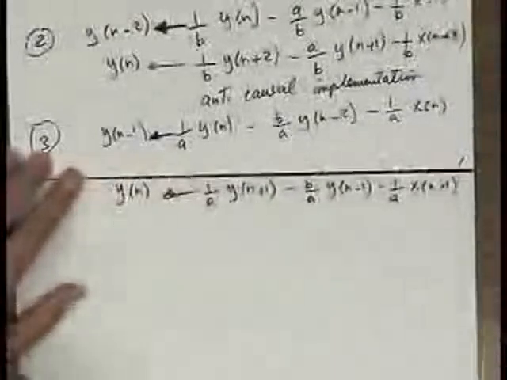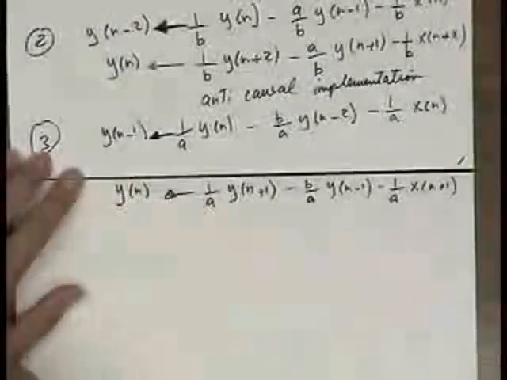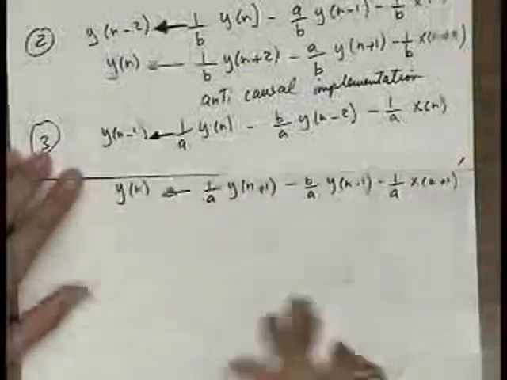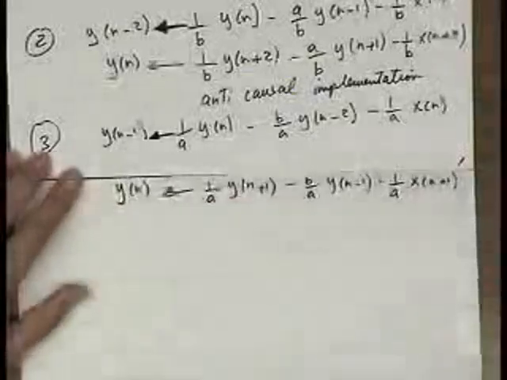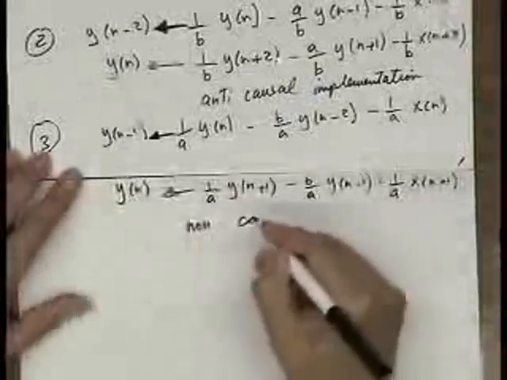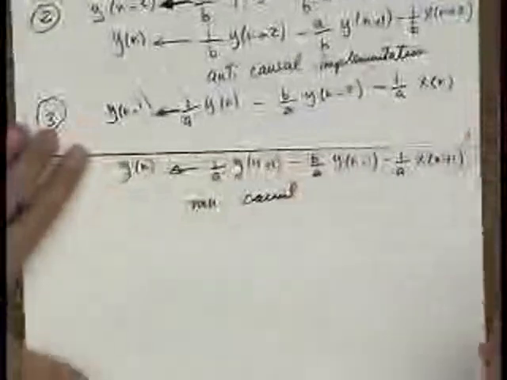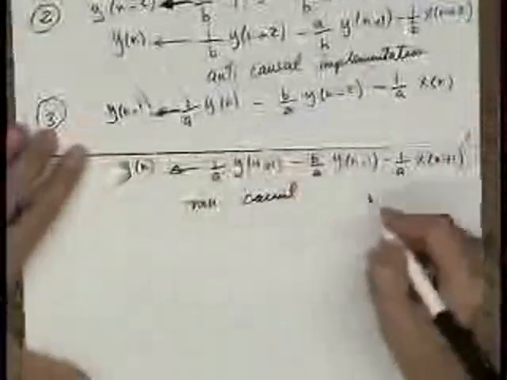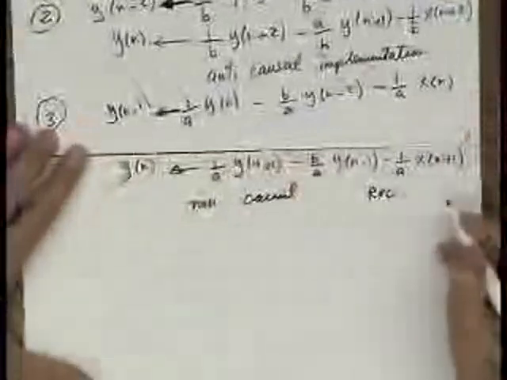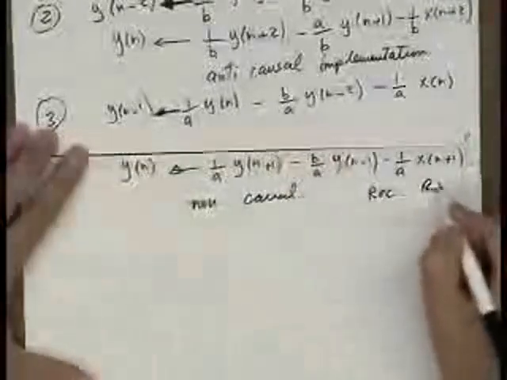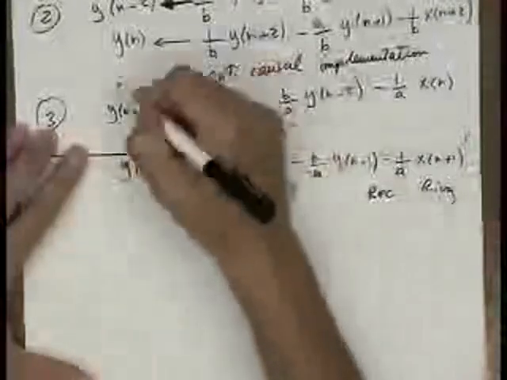And so is this causal? No. Is it anti-causal? No, it's just non-causal. You can also say it's non-anti-causal, but this is just non-causal. Okay? And therefore the region of convergence you would expect to be what? Between two circles. There's going to be some sort of a ring. In this case, the region of convergence of H(z) was inside of some circle.